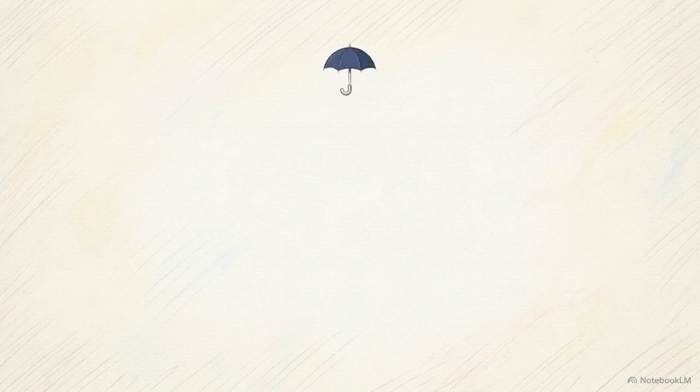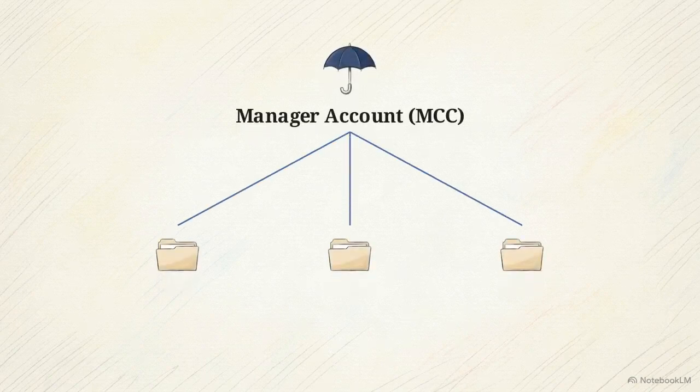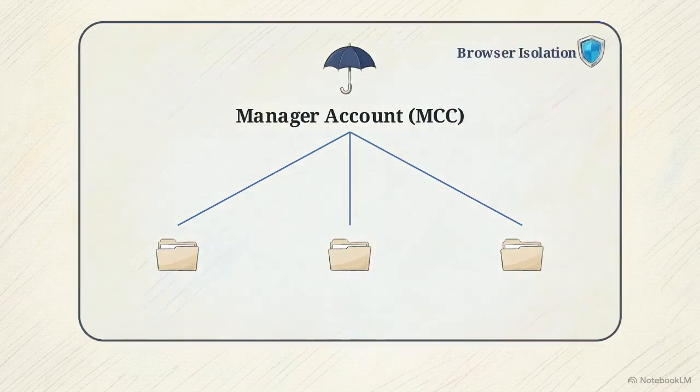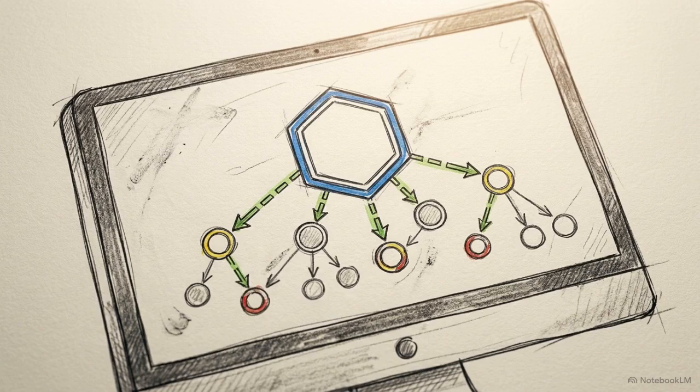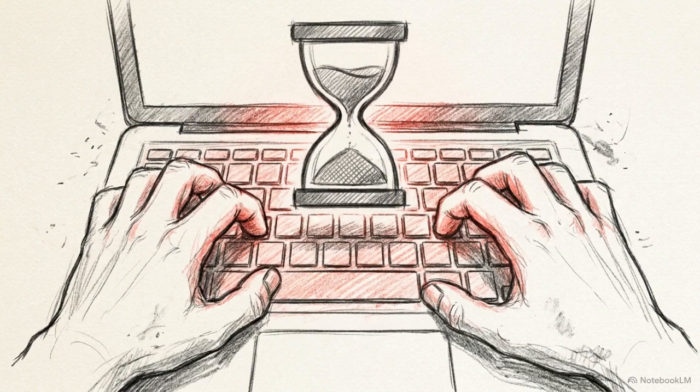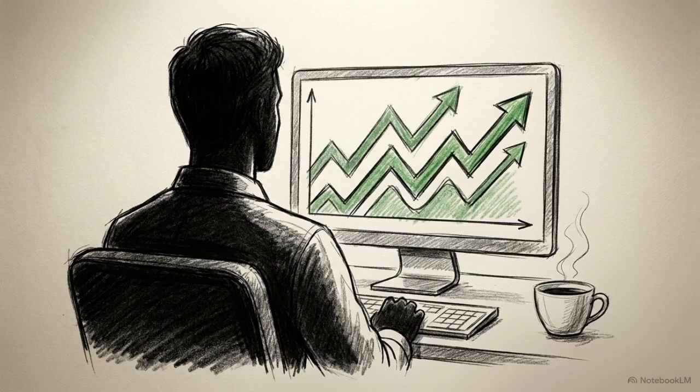We'll use a 3-step framework. Create a master hub, securely connect your client accounts, and deploy browser isolation to stop login conflicts. Before building, you need one piece of data for every connected account, their 10-digit customer ID. Getting this architecture right up front removes the administrative roadblocks. Instead of wasting time recovering passwords and refreshing timed-out sessions, you can spend those hours actually optimizing your clients' campaigns.